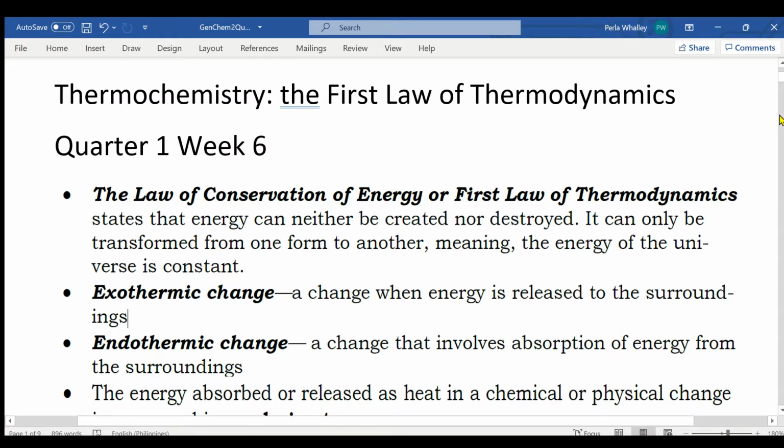The law of conservation of energy, or first law of thermodynamics, states that energy can neither be created nor destroyed. It can only be transformed from one form to another, meaning the energy of the universe is constant. Exothermic change: a change when energy is released to the surroundings. Example, burning of fuels. Endothermic change: a change that involves absorption of energy from the surroundings. Example, photosynthesis.